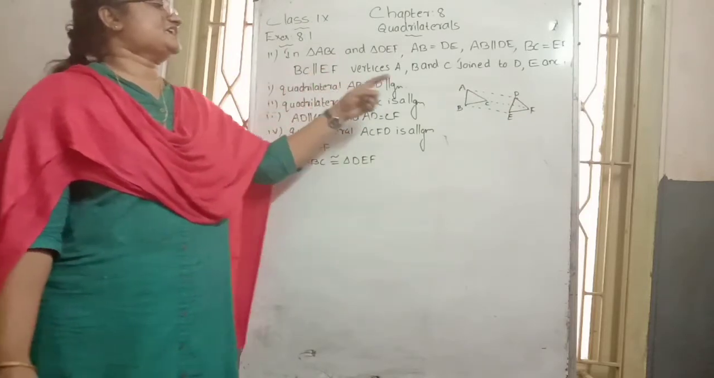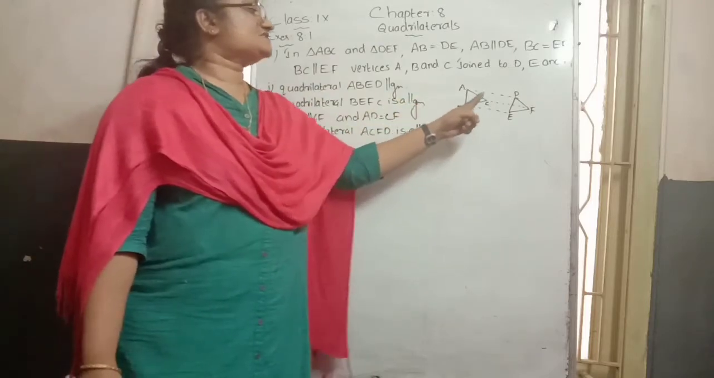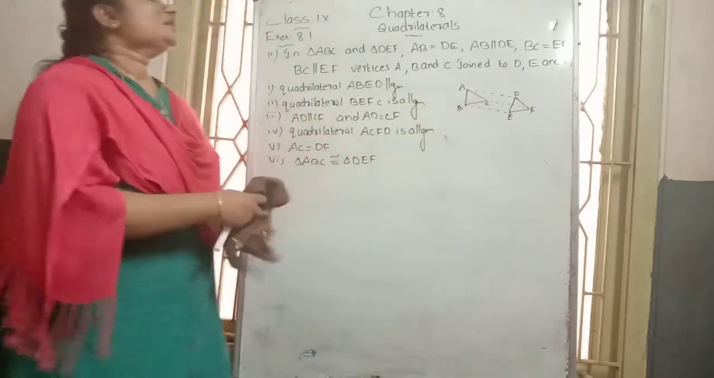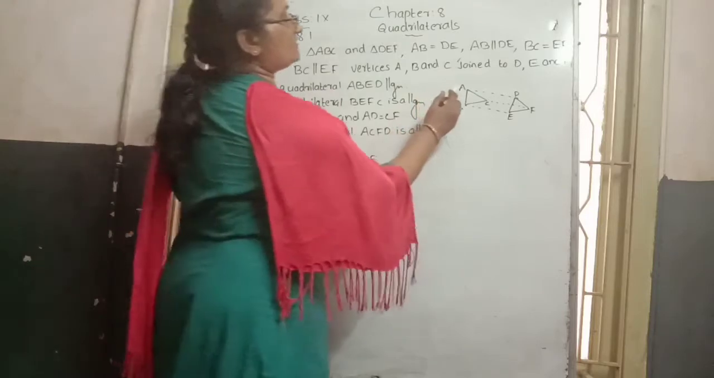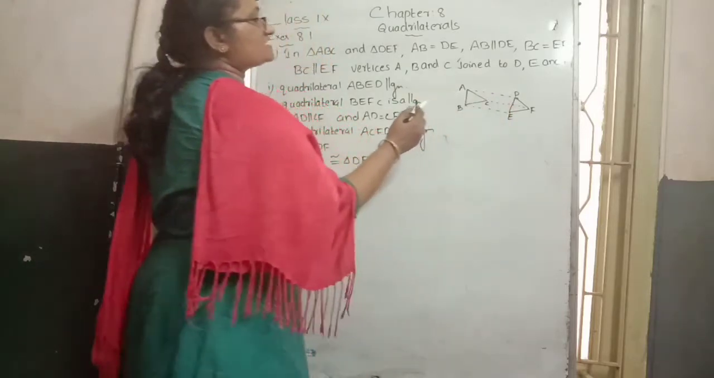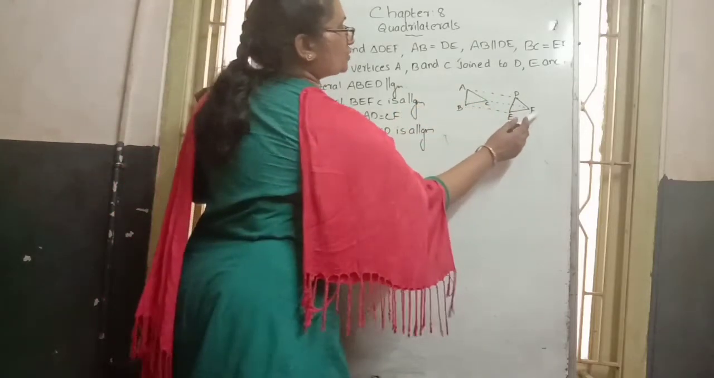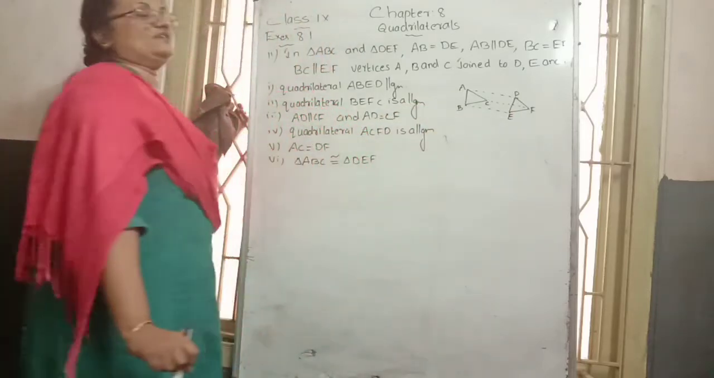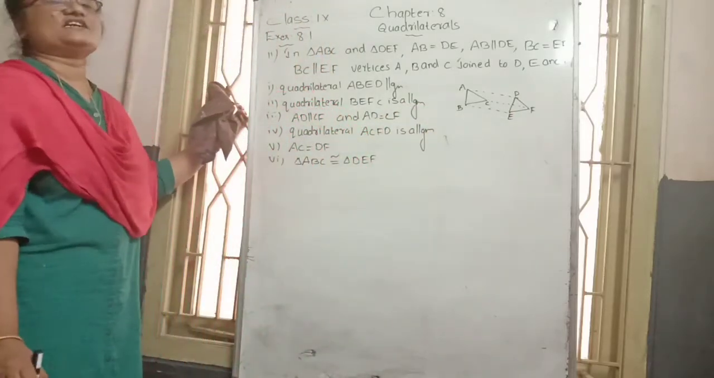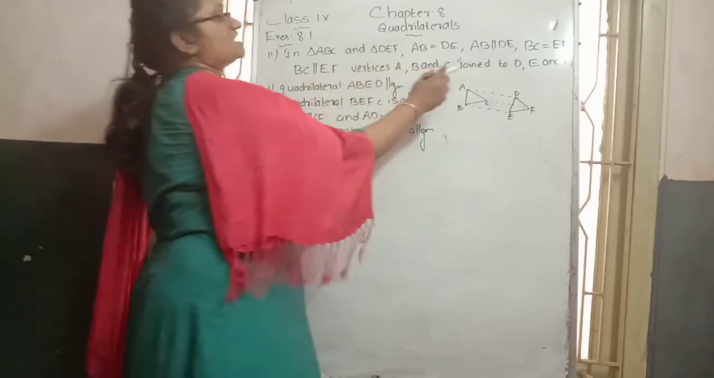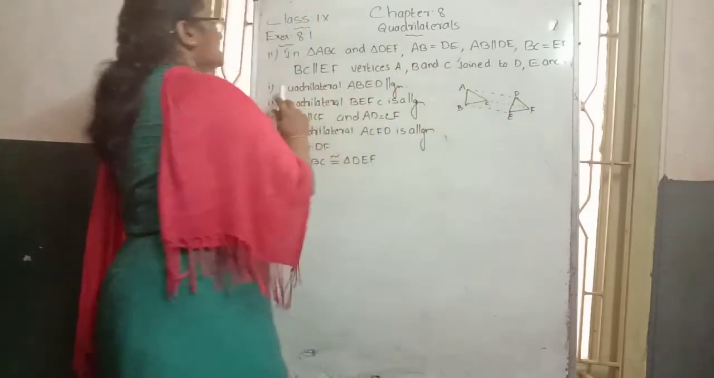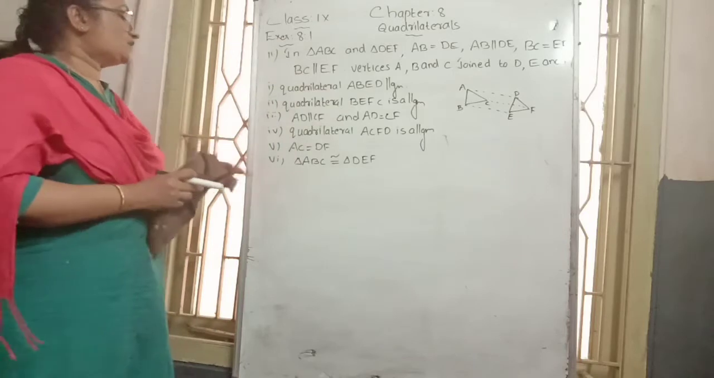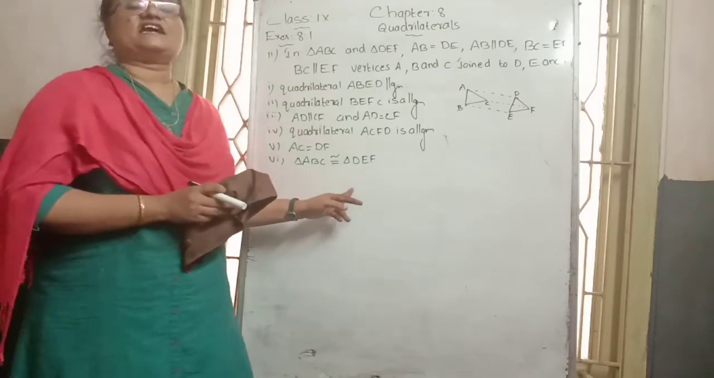Then vertices A, B, C are joined to which vertices? A vertex is joined to D vertex, C vertex is joined to F vertex, and B vertex is joined to E vertex. In this way they are given that vertices A, B, C are joined to D, E, F. Then what we want to prove here: 6 cases are given to prove.